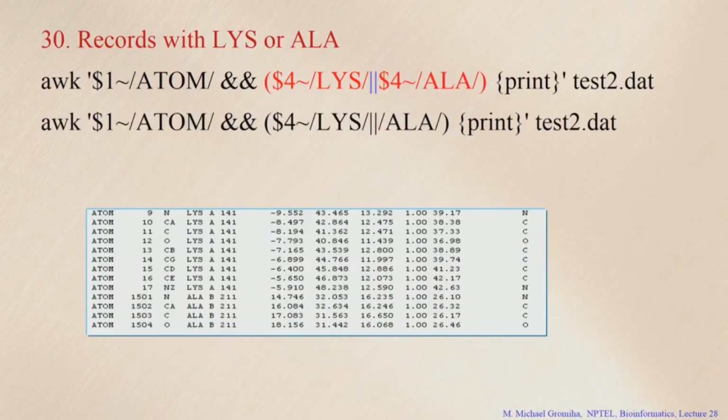Now, it is also possible to give either or. We can see the records with either lysine or alanine, right. So, here we give the information $1 is atom, because we need the atom records, and $4 is where we give the residue name. So, it should be lysine, this is the symbol, right, or $4 is alanine, then you print, right. So, then we can see the records with either alanine or lysine.